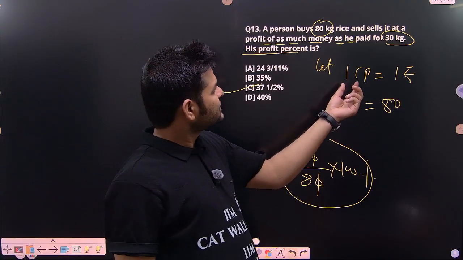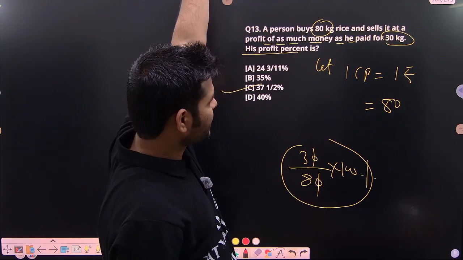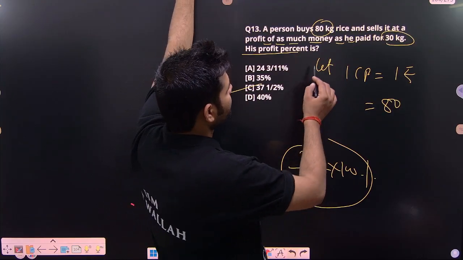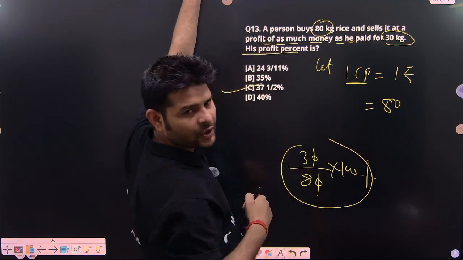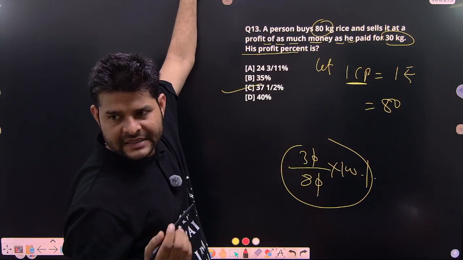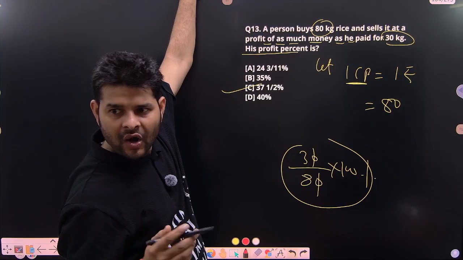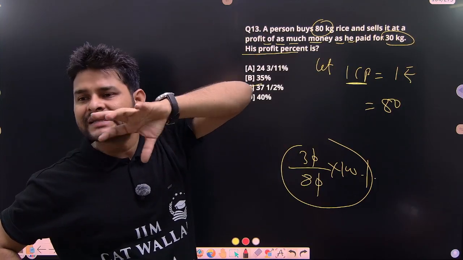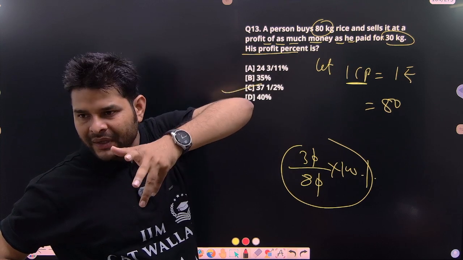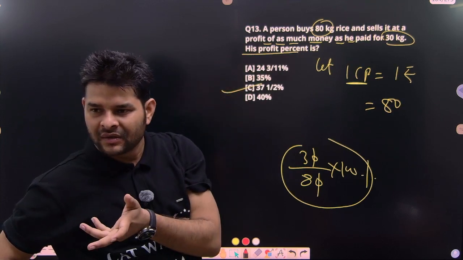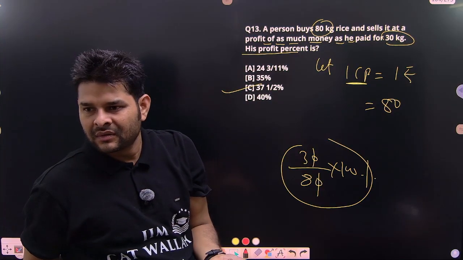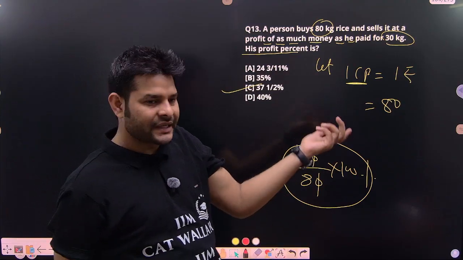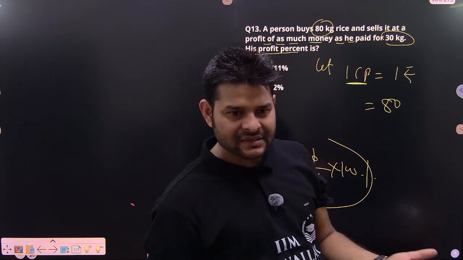Basically minus, we need not to minus. The reason behind it: the CP would be 80 kg of rice at rupees 80. So basically we have been given CP and we have been given loss, and loss and profit is always calculated on CP. CP is 80 and gain is 30.